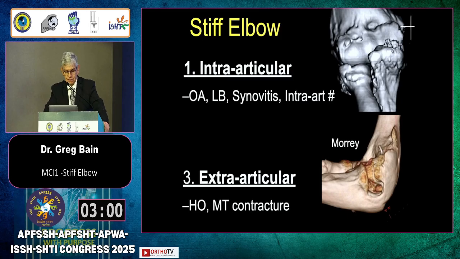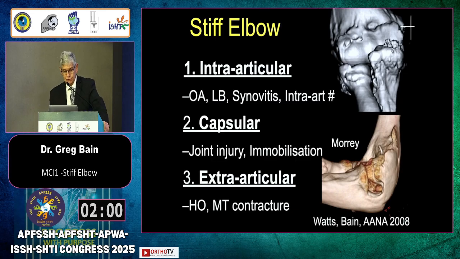So when we look at the stiff elbow, Maury taught us about the importance of classification between intra-articular and extra-articular. So the intra-articular includes those with osteoarthritis, loose bodies and synovitis. Extra-articular, heterotopic ossification. And I think all of us have developed and gone through that phase, but I don't think it's as simple as that. There's another important group in the middle, the capsular causes.